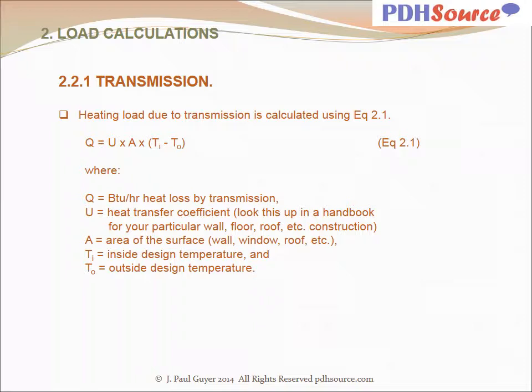U is something called a heat transfer coefficient, and this is simply something that is looked up in a handbook for the particular wall, floor, or roof construction that you have in your building. A is the area of the surface, wall, window, or roof, depending upon what it is you're calculating the heating load due to transmission through. T sub I is the inside design temperature, and T sub O is the outside design temperature.